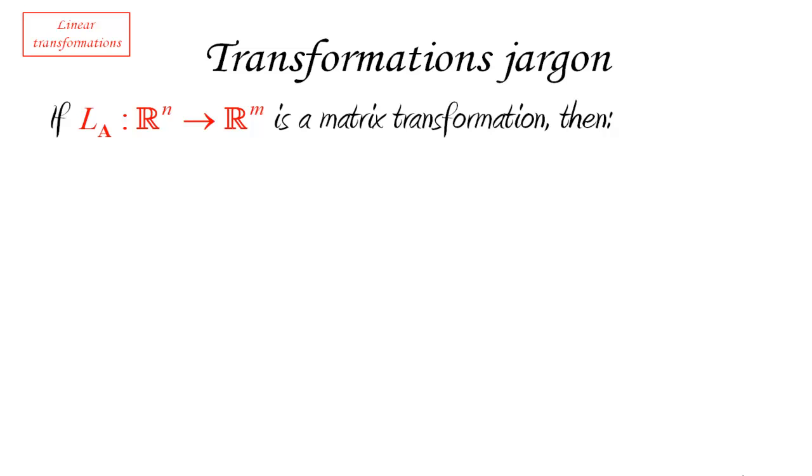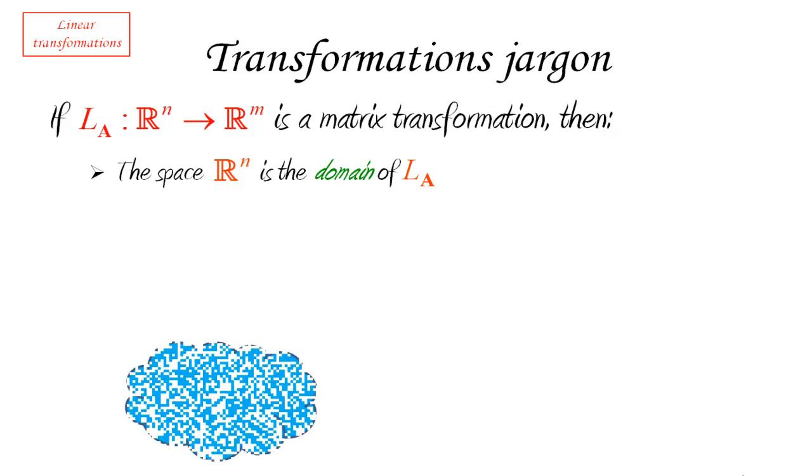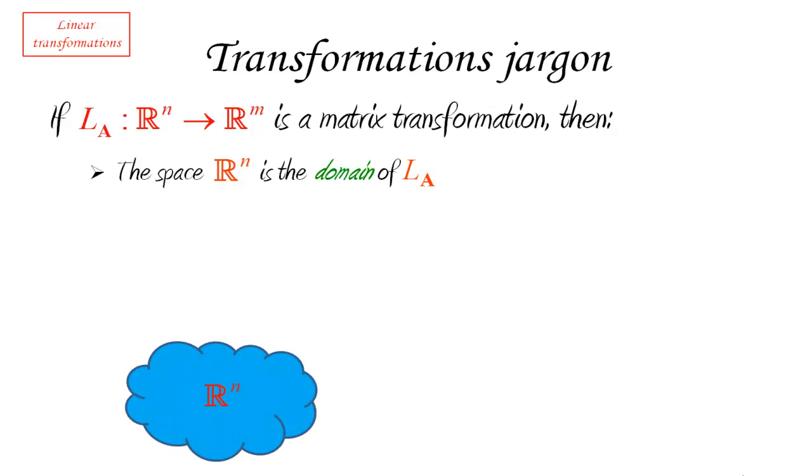As is traditional in linear algebra, let me give you some more jargon words which are associated with this whole idea of matrix or linear transformation. So if we start from a matrix transformation given by some matrix A, then the space Rn, which is the one that we're starting from, is the domain of the transformation. Notice that unlike functions that we've seen in calculus, for a matrix transformation, once we have the matrix A, it can be applied to absolutely any vector in Rn. So there are no restrictions on the domain.